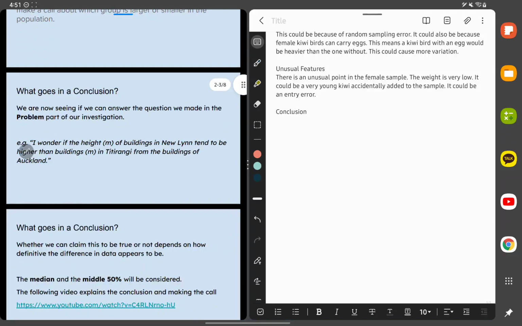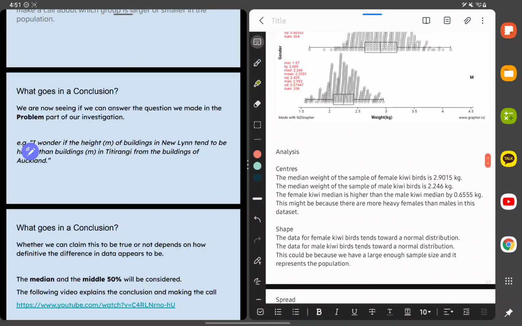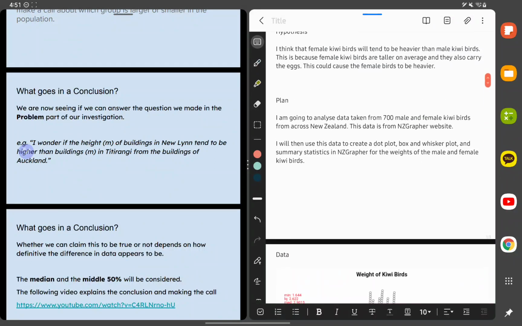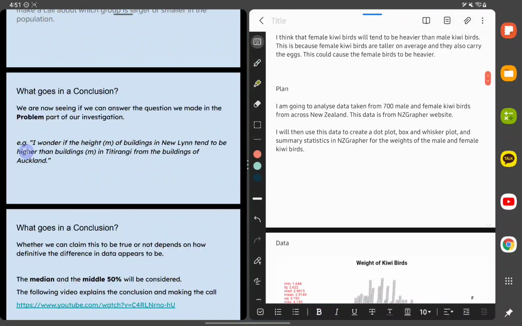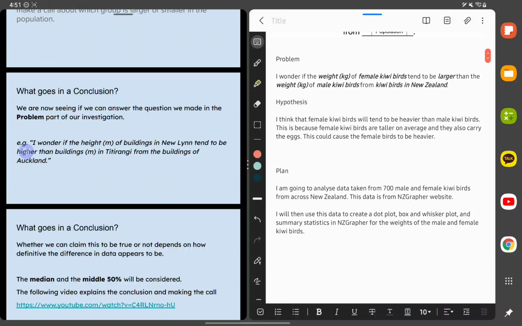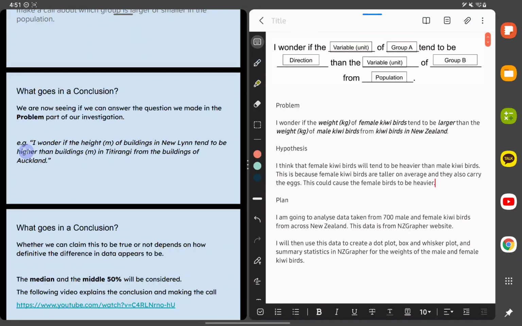The conclusion is, or the problem is, let's head back up to the problem. Of course, our example question here is the kiwi bird weight, right? If you're watching part 4, then we already know what the topic is. So let's head back to the problem statement right here. I wonder if the weight in kilograms of female kiwi birds tends to be larger than the weight of male kiwi birds from kiwi birds in New Zealand. Cool, that was the problem.